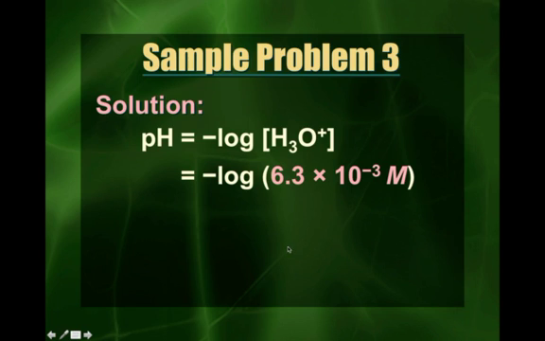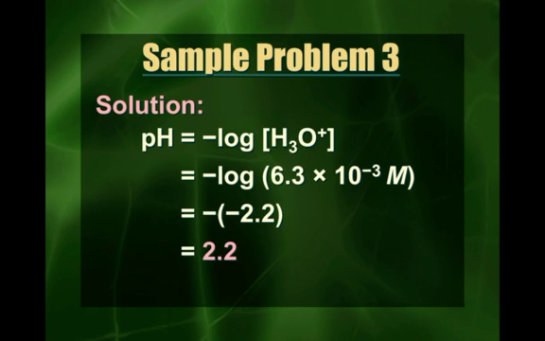Now, on your calculators, again, take your calculators out, find that log button, LOG. So log, and then you're going to hit 6.3, and then EE, and then don't hit 10. You just hit the minus sign, not the subtraction sign, but the negative sign. 3. Hit equals on your calculator. It'll display negative 2.2. Just remember, it's negative. You want to make it a positive, so your final answer is 2.2. So again, you know that this particular solution is acidic.